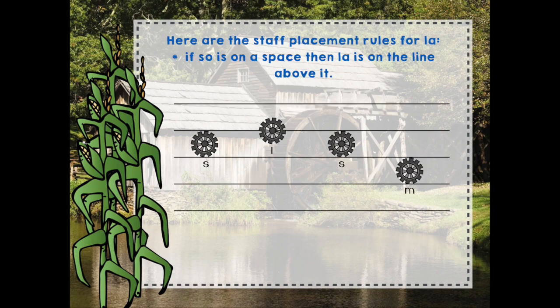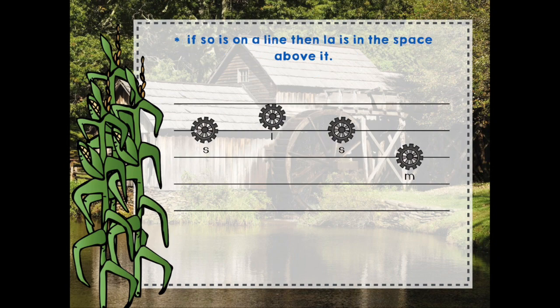Here are the staff placement rules for la. If so is on a space, then la is on the line above it. That's it. They're right next door. So, la. If so is on a line, then la is in the space above it, right next door.